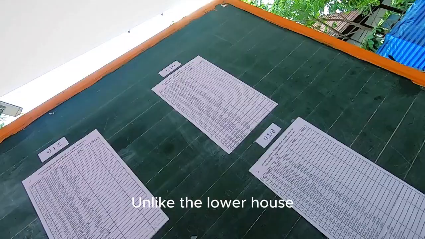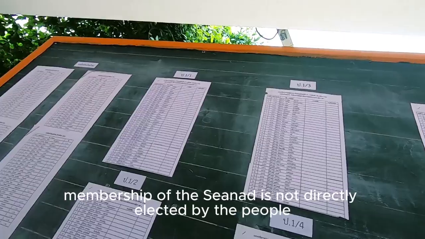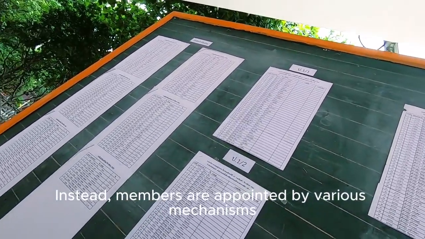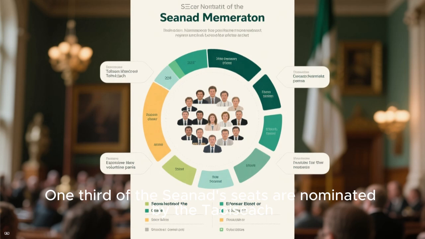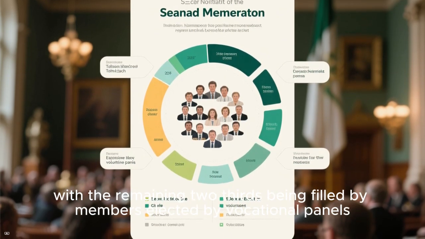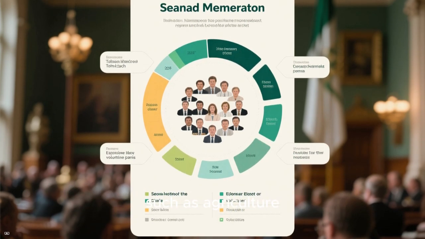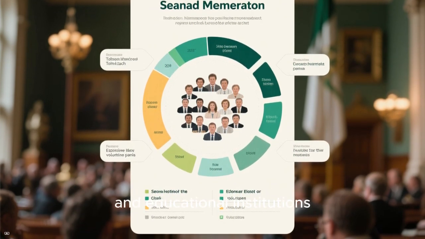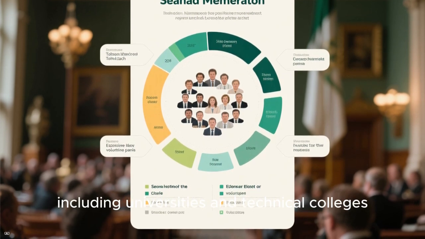Moving on to the upper house, we have the Seanad Éireann, which means the Senate or the upper house. Unlike the lower house, membership of the Seanad is not directly elected by the people. Instead, members are appointed by various mechanisms. 1/3 of the Seanad's seats are nominated by the Taoiseach, with the remaining 2/3 being filled by members elected by vocational panels, such as agriculture, industry and commerce, and educational institutions, including universities and technical colleges.